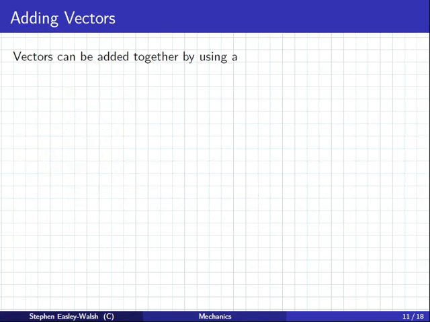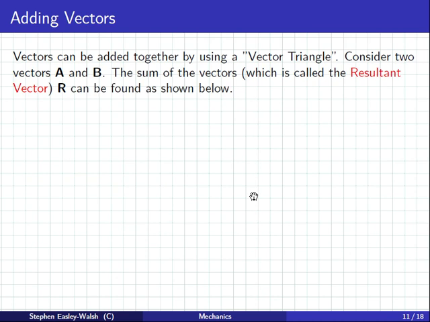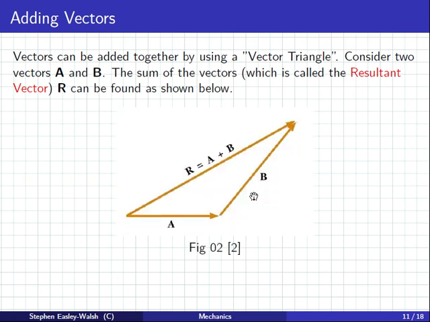Vectors can be added together using what's called a vector triangle. Consider two vectors A and B, and you want to add them together. When you add them together, you get the result, called the resultant vector, R. And you can do this as shown below.